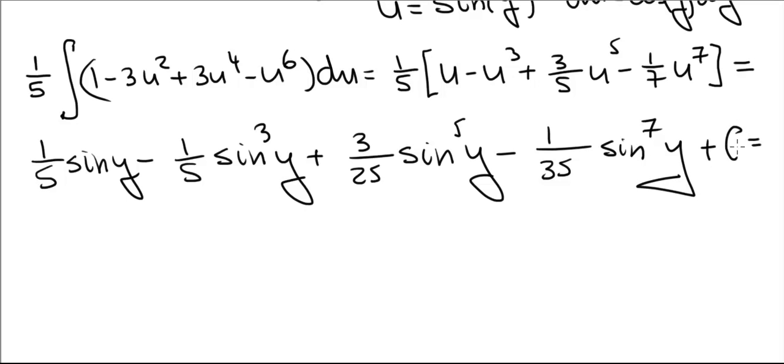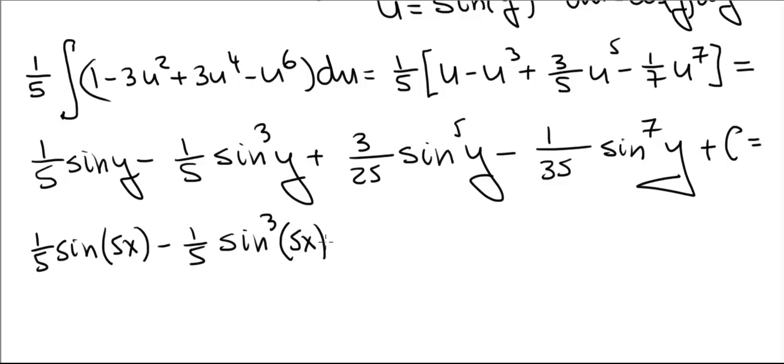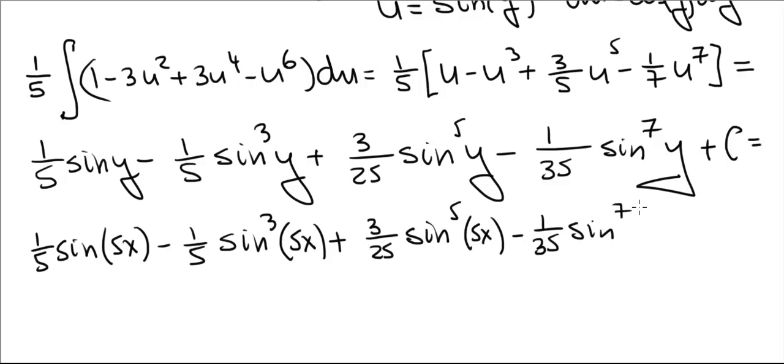The final answer, remember y was 5x: 1/5 times the sine of 5x minus 1/5 sine cubed of 5x plus 3 over 25 times sine to the 5th of 5x minus 1 over 35 sine to the 7th of 5x plus c.